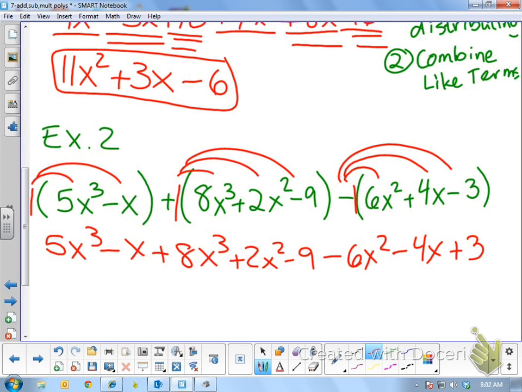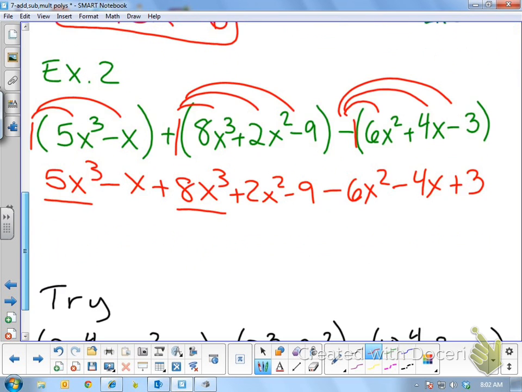So now we just combine like terms. Once we've gotten rid of the parentheses, we're ready to just combine like terms. We have 5x cubed plus 8x cubed. That gives me 13x cubed. Now when we're gathering our terms, usually we read left to right, but technically we need to go in descending order. If I have x cubed first, I need x squared second. I need my exponents to go down in the order.